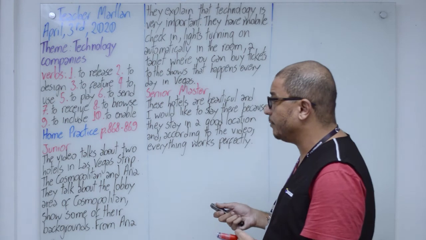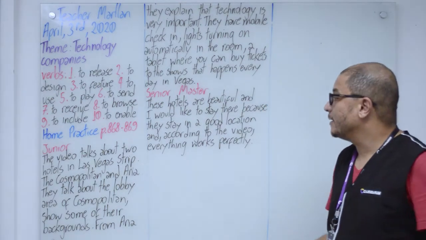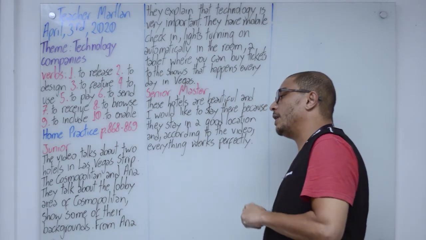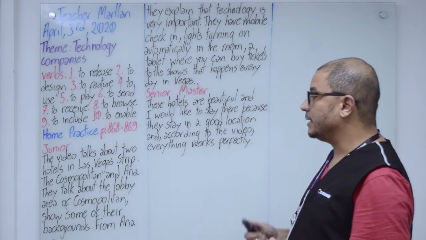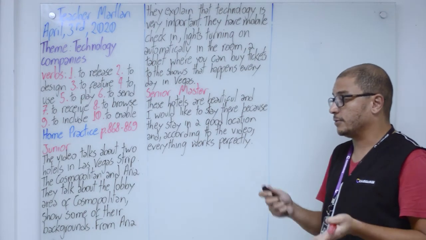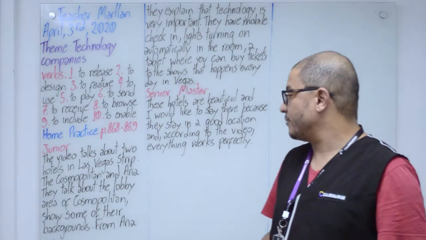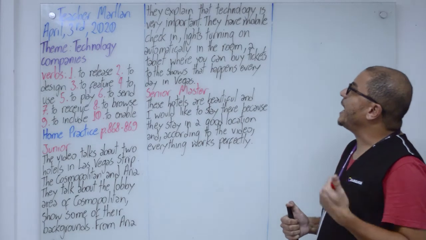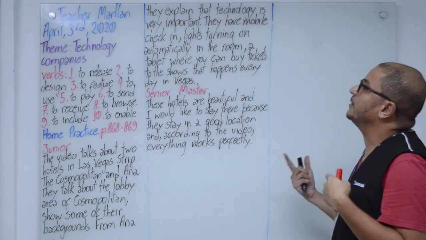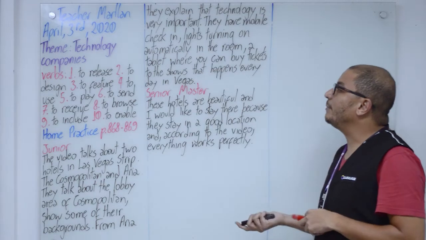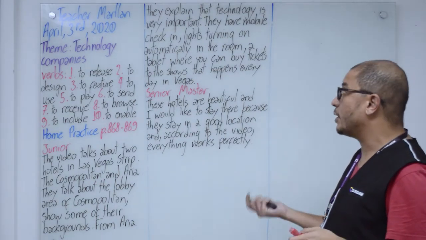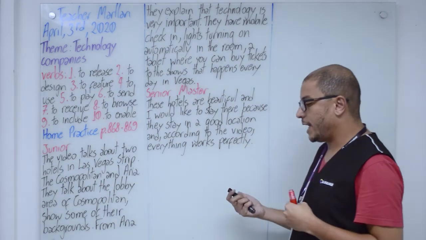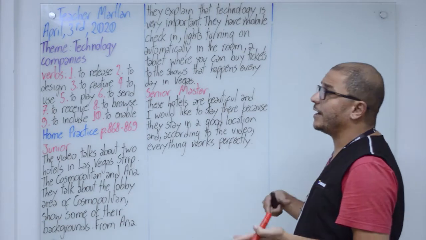Here we have a short example, and the text, the video talks about two hotels in Las Vegas Strip, the Cosmopolitan and Aria. They talk about the lobby area of Cosmopolitan, show some of their backgrounds. From Aria, they explain the technology is very important. They have mobile check-in, lights turning on automatically in the room, a tablet where you can buy tickets to the shows that happen every day in Vegas. Okay? And Senior Master, you have to say if you wanted to be there or not.